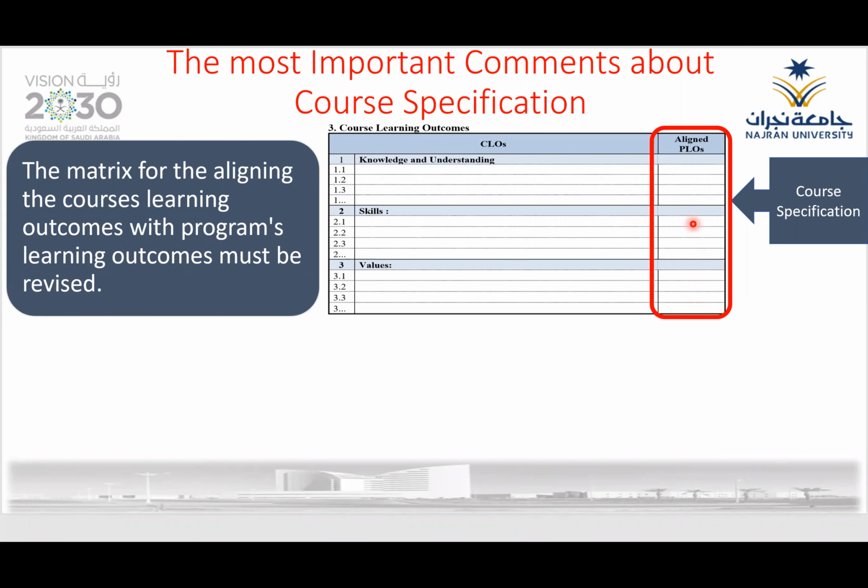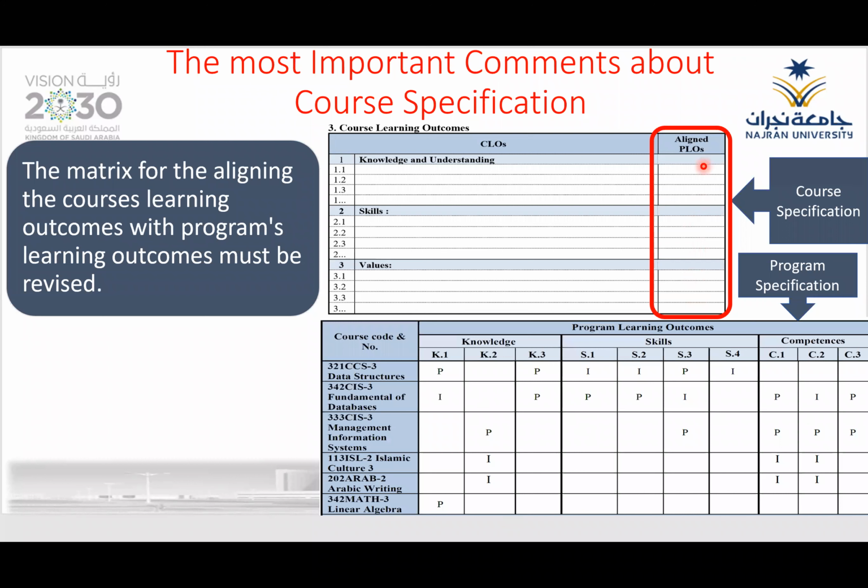From where do I get it, and how do I know whether it is correct or should be revised? The idea is that when we are aligning in this part of the course specification, we have to go to the program specification matrix. In the program specification we have the matrix, which is the alignment between courses and the PLOs. So, for example, the specification of the course data structure, this one. We can see here the data structure is aligned to K1, K3, S1, S2, S3, S4.